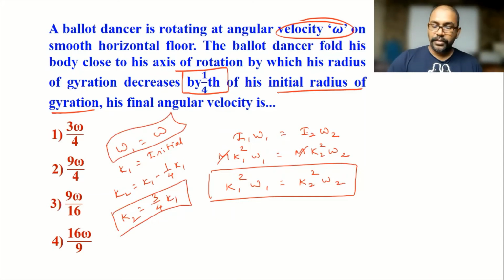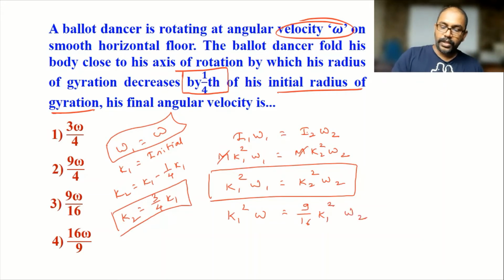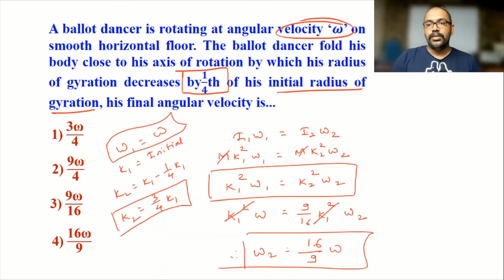So here K1 square as it is, into omega, instead of omega 1 I write omega. So K2 square is 3/4 K1 square. 3 square is 9, 4 square is 16, and here K1 square, and here omega 2. So this K1 square gets cancelled from both sides. So we can write the formula for omega 2. It is 16/9 into omega. So this is omega 2, and it is written in option 4. So option 4 is the correct answer for this question.